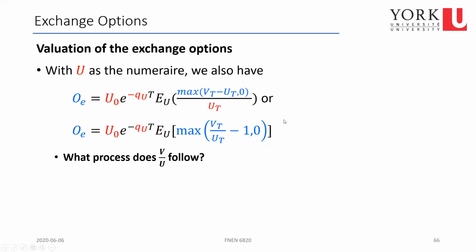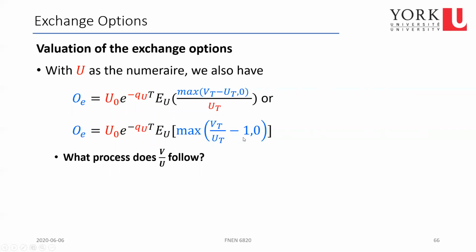Now, once you have this condition using the equivalent martingale measure, for the exchange option you can rewrite whatever is in the bracket as VT divided by UT minus 1. So what have you done here? You basically created a payoff that is very similar to a call, where the strike is like $1.